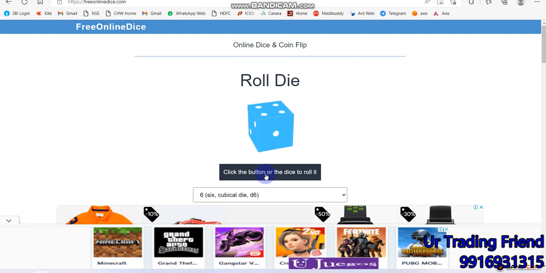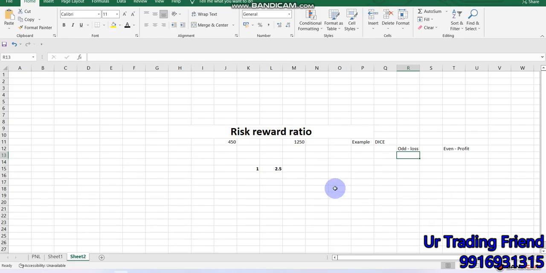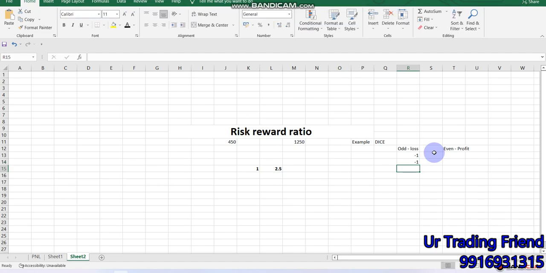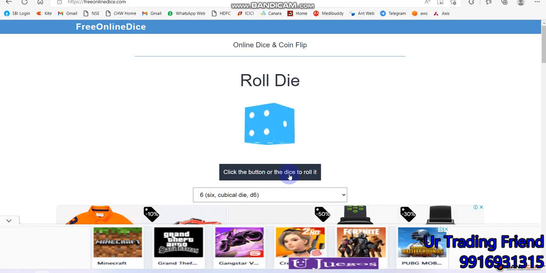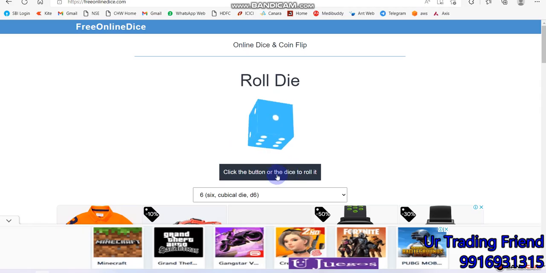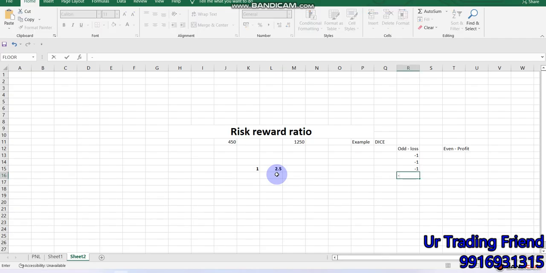It's 1, it's odd, so I'm losing 1 rupee here. With 1 is to 2.5 as my risk reward, that's minus 1. I'm flipping again. Oh my god, again a loss. Nice, it's coming, nice example. It's 5, again a loss. Perfect. We are entering the drawdown. Again a loss. Perfect.